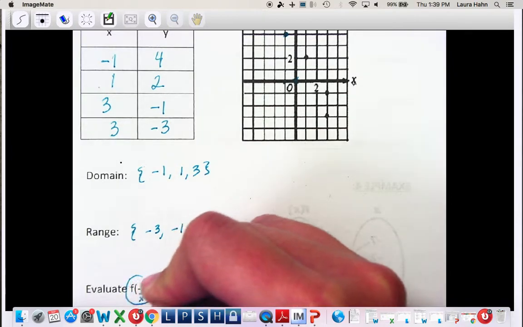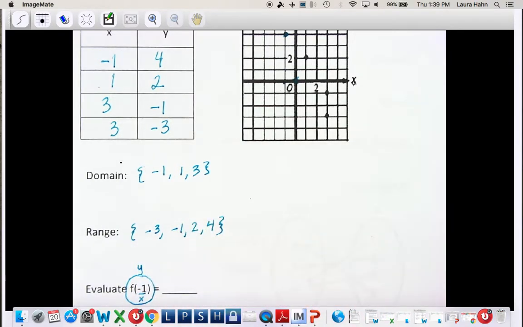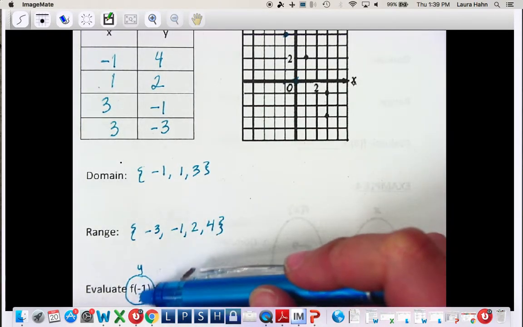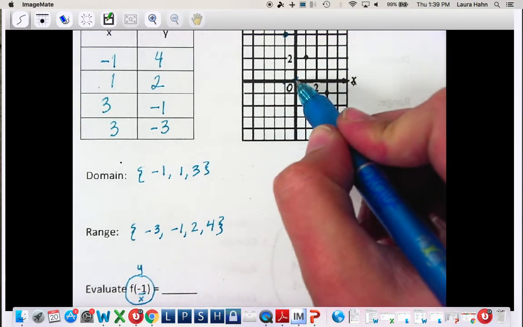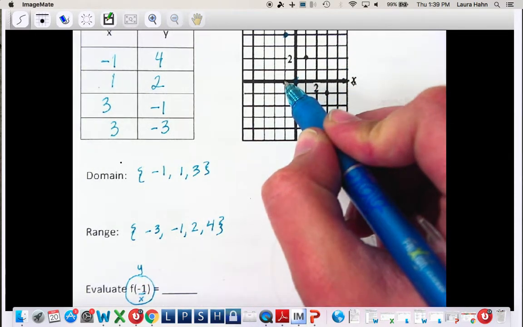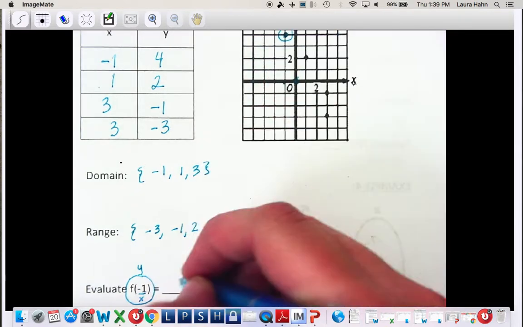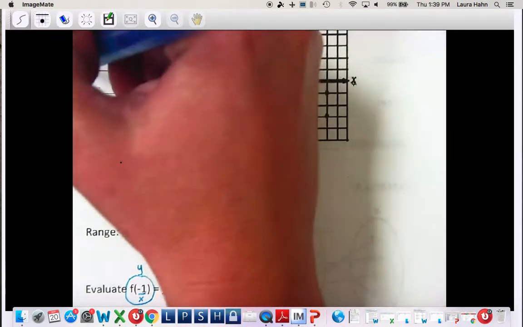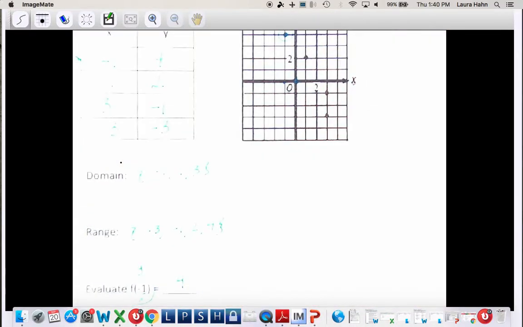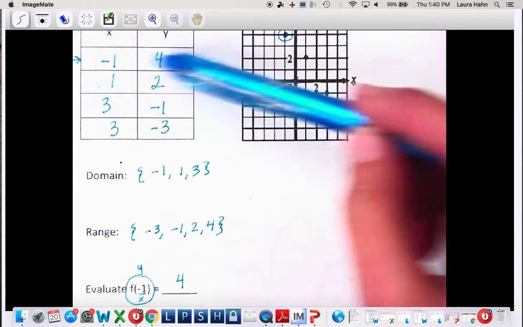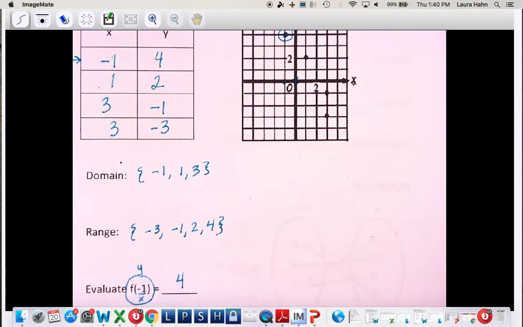All right, so in the parentheses we have x. The whole thing means y. So I need to go where x is -1. So here's my origin. -1 means go back 1. That's this point up here. So the y is 1, 2, 3, 4. Or you could have looked at your table and saw when x is -1, our y was 4.